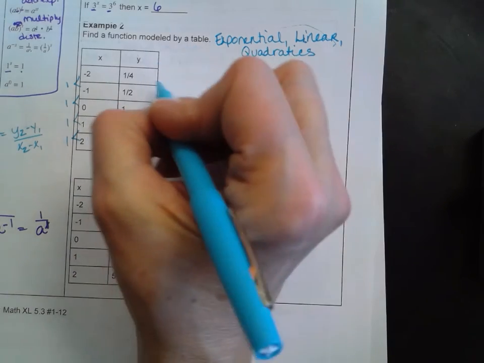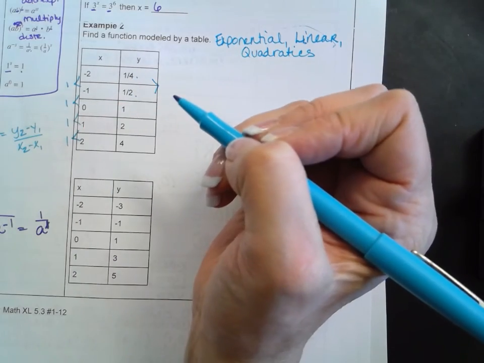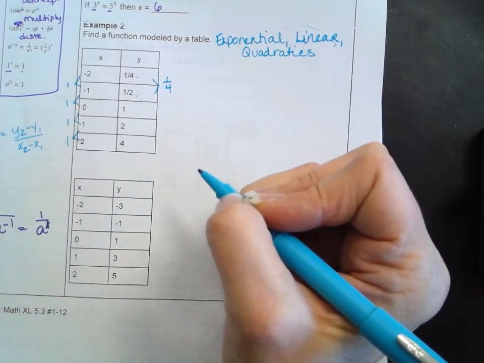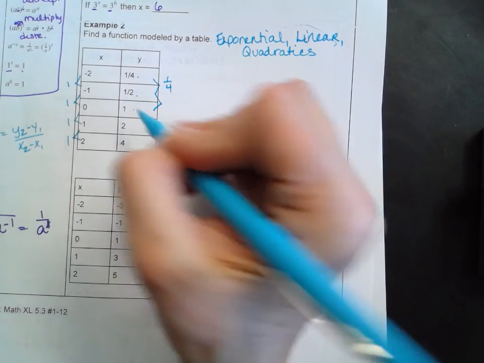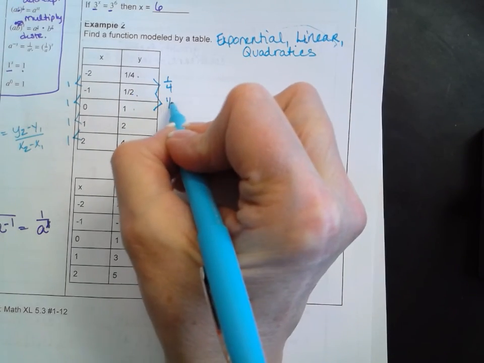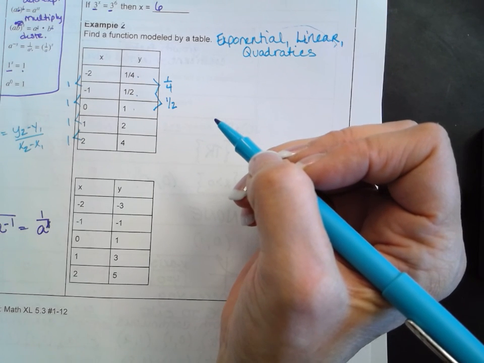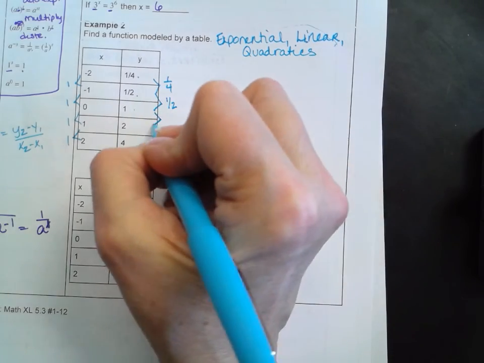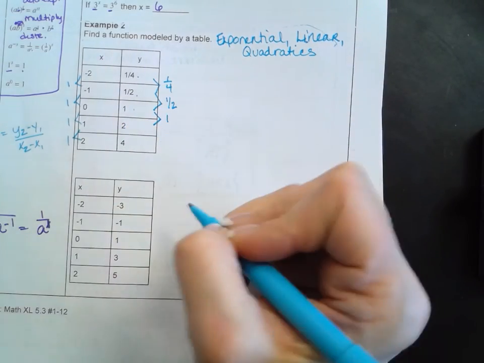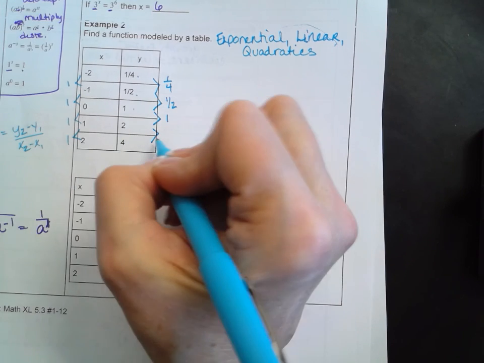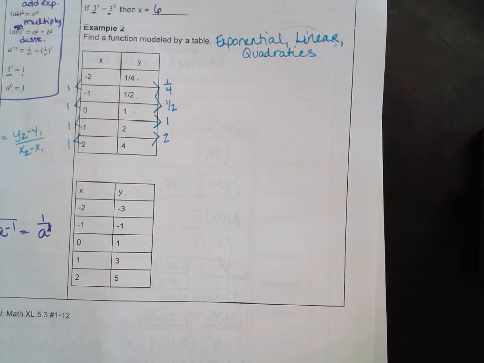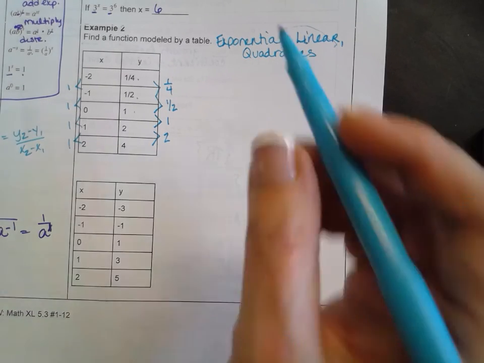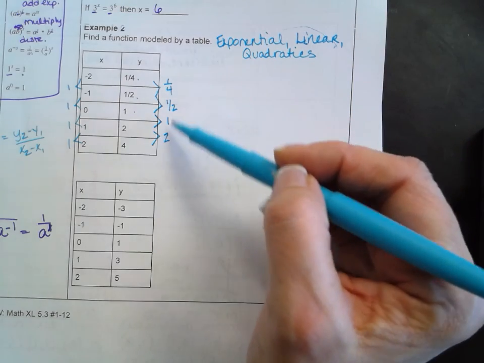Okay, so what's the difference between 1/4 and 1/2? 1/4, right? And what's the difference between 1/2 and 1? 1/2. So there alone, I know it's not linear because I've got something different, right? The difference between 1 and 2 is 1, and the difference between 2 and 4 is going to be 2. Right? So I know it's not linear, and I see a pattern.